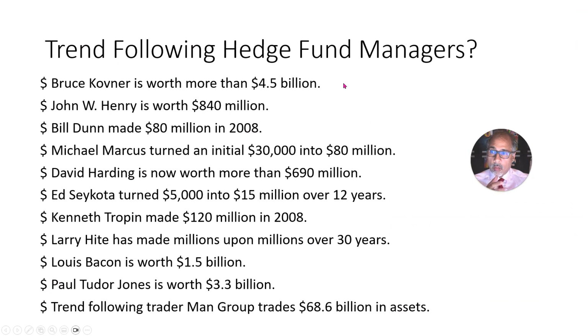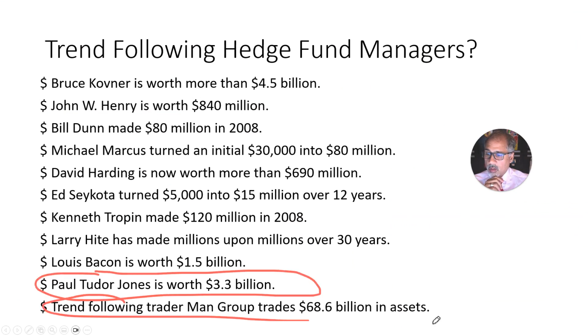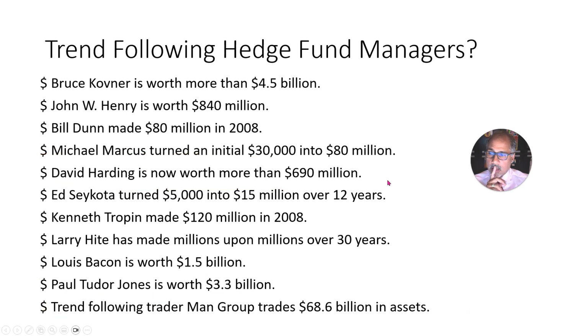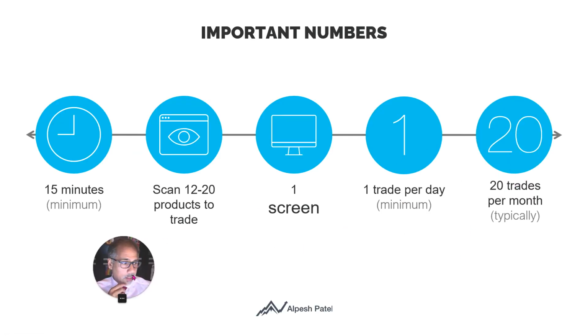Other trend followers or momentum traders: John W. Henry owns Liverpool Football Club. Paul Tudor Jones, you might have heard of, 3.3 billion. Trend following trader, Man Group, 68.6 billion. David Harding of Winton Capital, that I just mentioned, he's now Sir David Harding of Winton Capital. These are all trend followers, and I think it's a lot easier for private investors, but it's also names like this which captivated my interest in it to begin with in any event.